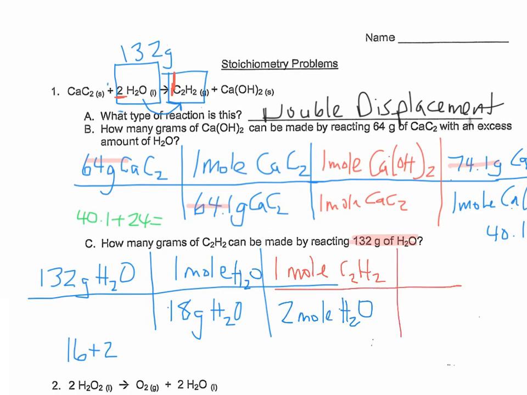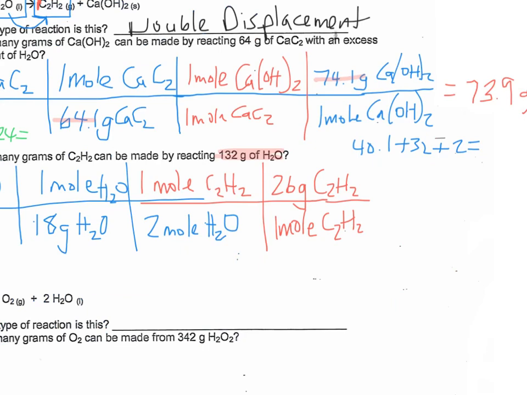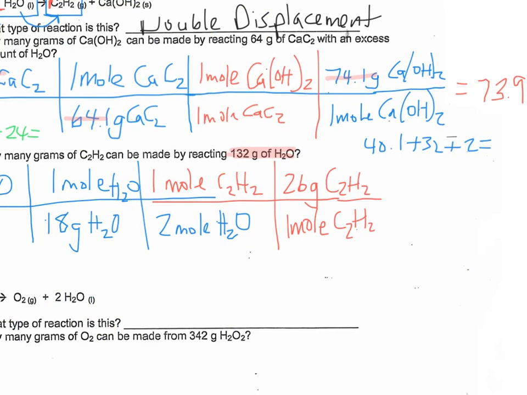All right? And now again, we do another moles to grams. So 1 mole of C2H2 weighs, let's see, 2 carbons is 24 plus 2 is 26 grams C2H2. And when we punch that into our calculator, we get 95.3. Make sure you have a unit on there. Grams of C2H2.